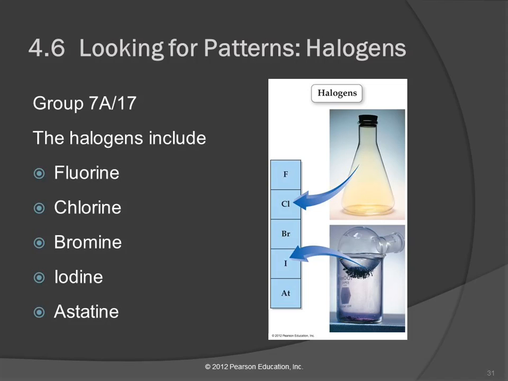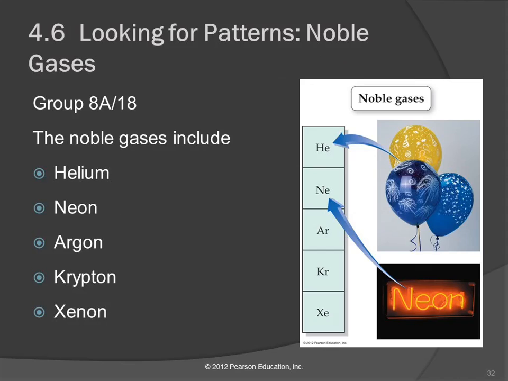But these are the halogens. This is a picture of chlorine gas. It's got kind of a yellowish color, and it's pretty toxic. Iodine is a solid. So fluorine and chlorine are gases. Bromine is a liquid at room temperature, and iodine and astatine are solids at room temperature. Those are the noble gases. A neon light actually does have neon in it. And the helium that you put in a helium balloon is just helium.